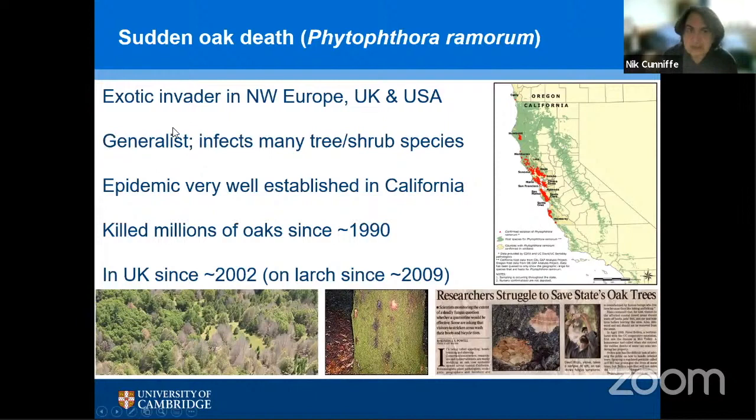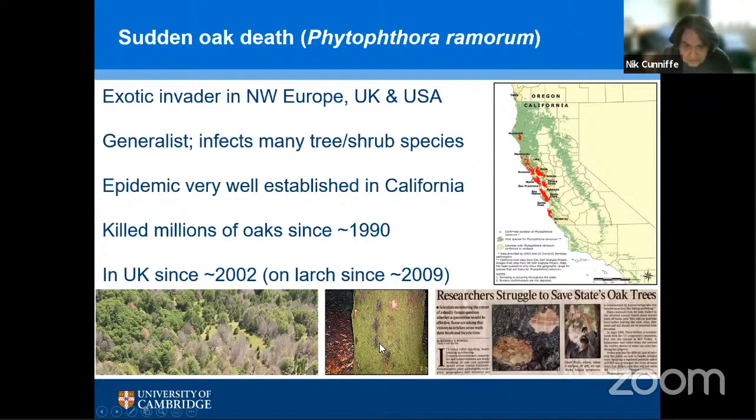The largest epidemic is in California, where the pathogen has been spreading since around 1990, at least to the best of our knowledge. It has killed literally millions of oak trees, these coastline oaks, which are desiccated and are going to die soon. Well, if they're not already dead, they're well on the way to being dead. You can see here an oozing lesion on the bark of a tree. That's a very characteristic symptom of sudden oak death.